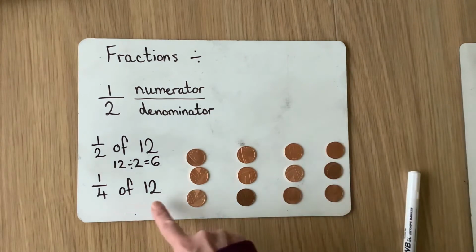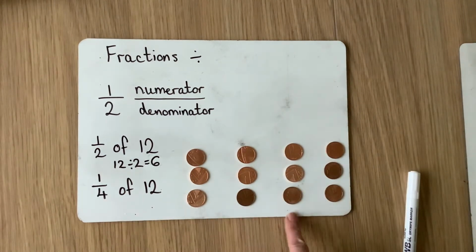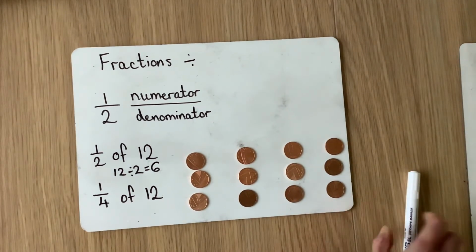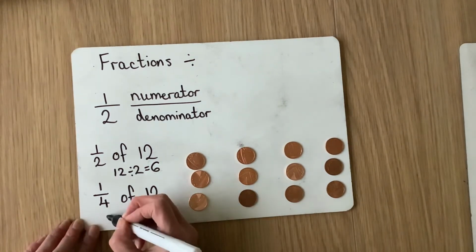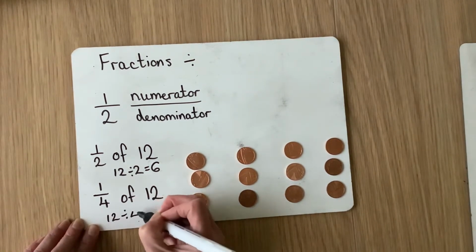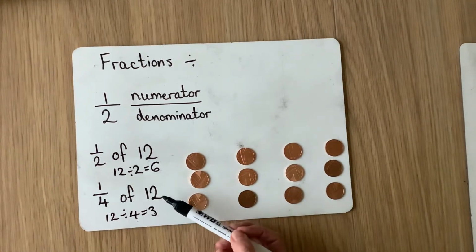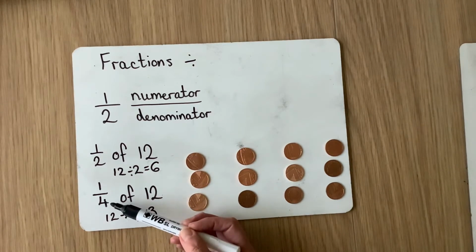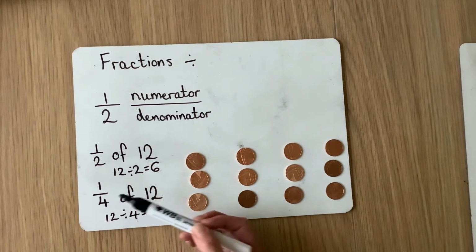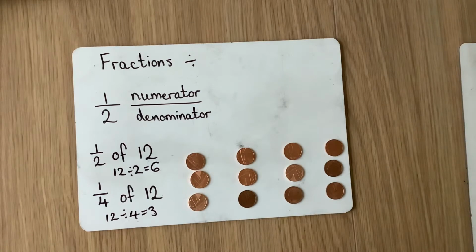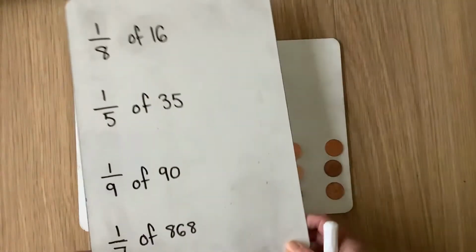So I've divided my 12 into 4 groups. How many have I got in each group? Well, as we know, 12, when it's divided by 4, makes 3. What I'm doing is simply dividing my whole number by the number that's on the bottom of the fraction, the denominator. I wonder if you could help me work these ones out.